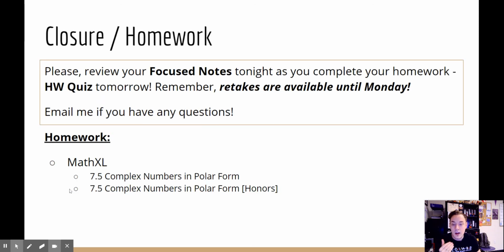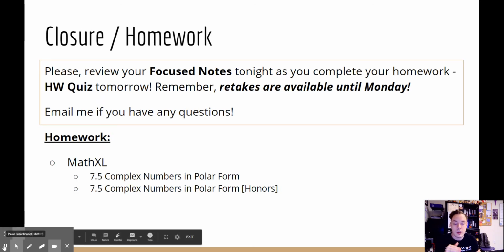Remember, retakes from the polar quiz are due this week, and it's available until next Monday. If you have any questions on that, let me know. Be sure to review your notes today because the homework quiz, though it's optional, will be tomorrow. I think you guys should probably try it. It's not too difficult of math. It's pretty simple, straightforward, plug and chug.